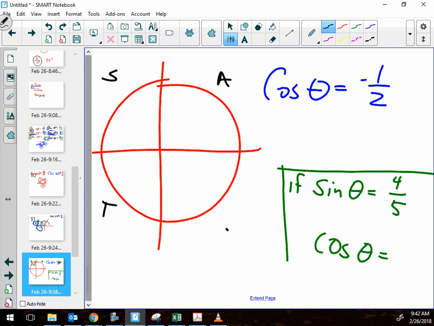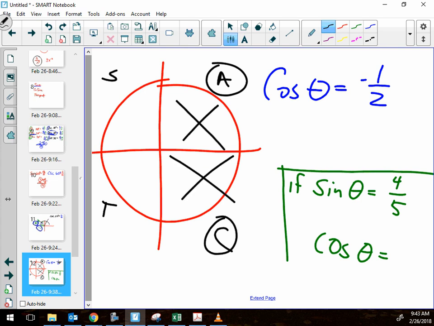All Students Take Calc is a great way to start, because it tells you where cosine would be positive, here and here, so it can't be there. And it therefore must be where cosine's negative, so like over here. How big are the angles? I don't know. But then I make my little triangle here, and I make my little triangle down here next, and then I find my two answers.